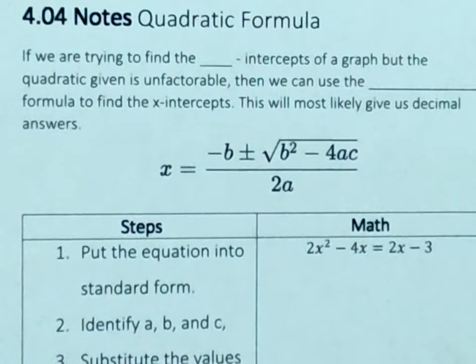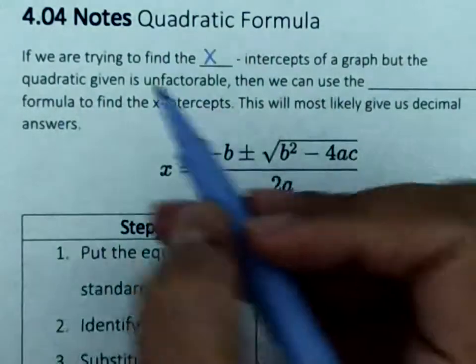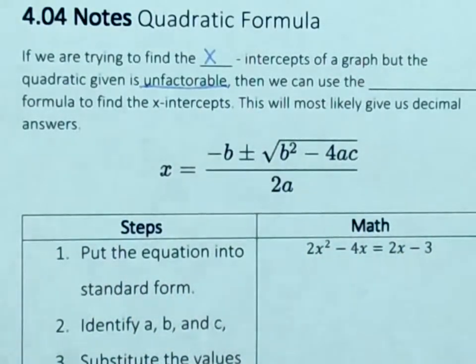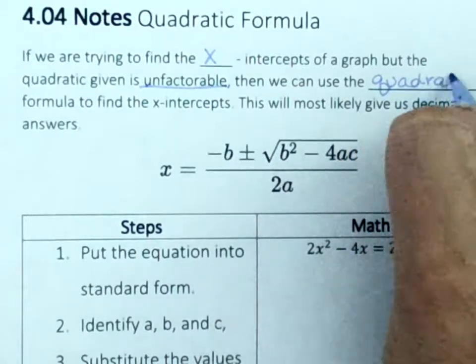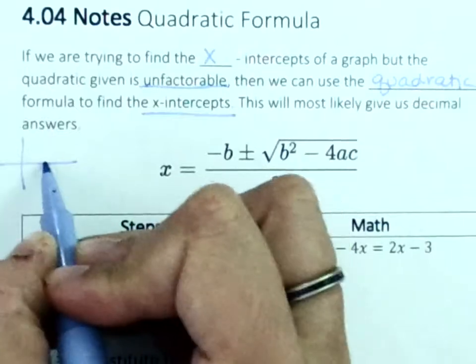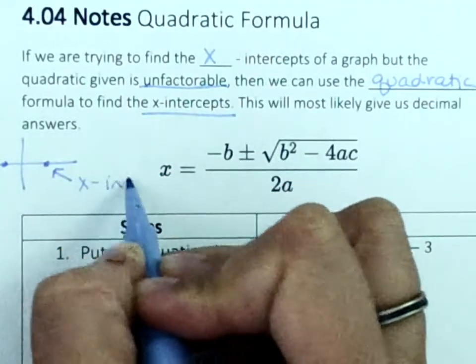In our notes today, we're going to be talking about the quadratic formula. If we want to find the x-intercepts of a graph, but the quadratic function is unfactorable, meaning we can't use the box method, then we can use the quadratic formula to find the x-intercepts, which is where a parabola touches the x-axis.